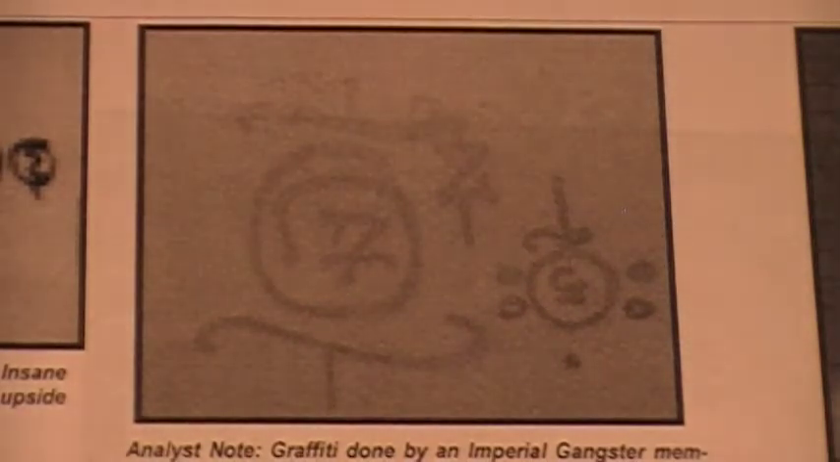This one here, graffiti done by an Imperial Gangster member. Letter ING with a number 7 are the main symbols. The overturned staff with 5 circles with the number 5 inside is the main symbol for the Spanish Lords, which are noted as obvious rivals in this picture.